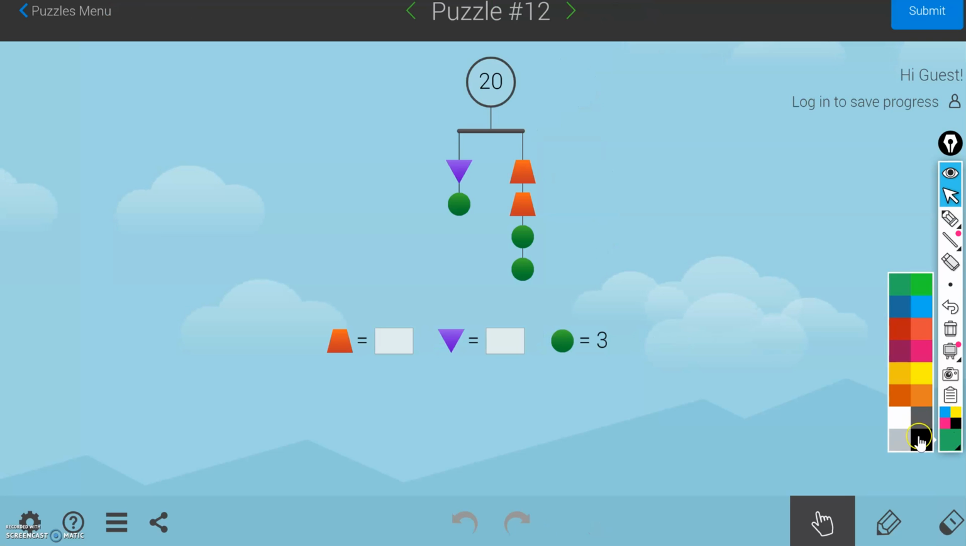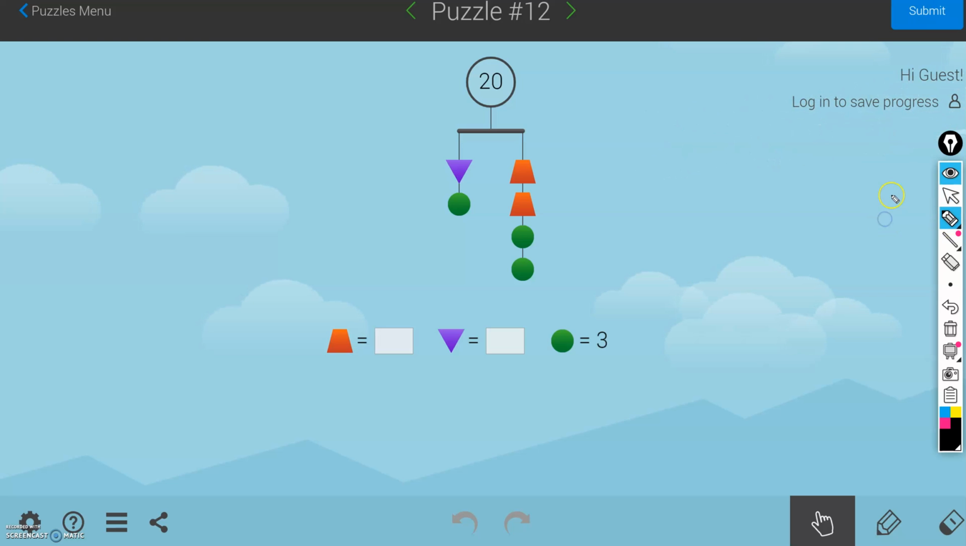In the mobile, you can see that it adds up to be a total of 20. That means that the left side and the right side in total is 20. But since my mobile is perfectly balanced, I know that the left side equals 10 and the right side equals 10. So I'm going to go ahead and label that. And then down below, I also see that in my key, a green circle has a value of 3. So I know that this green circle is 3, and so is this one and this one.